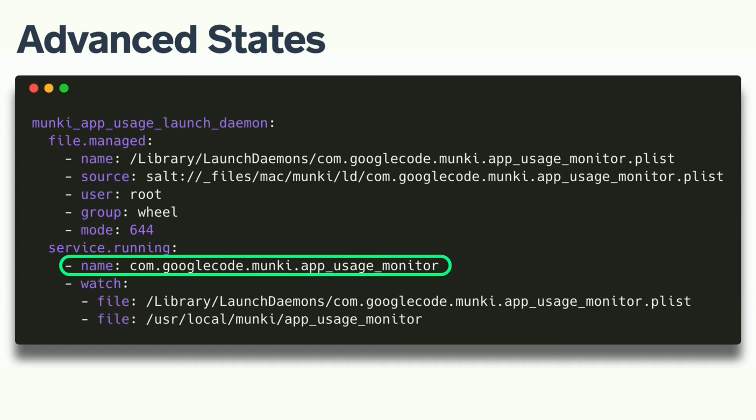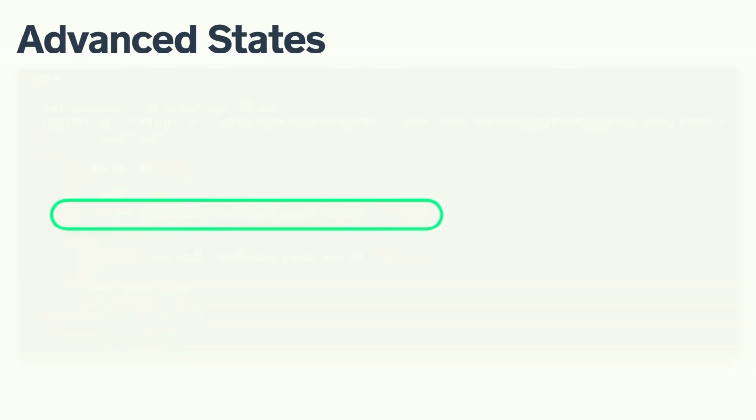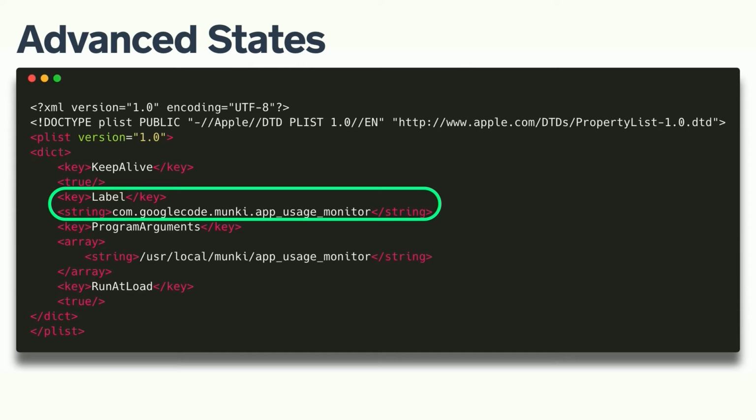com.googlecode.monkey.appUsageMonitor is running. And you're probably wondering, okay, how does it know that name? Or how do you know which name to specify? So if you look at the actual launch daemon plist, you can use the label key if you want. You can also specify the full path to where it is, or just the file name.